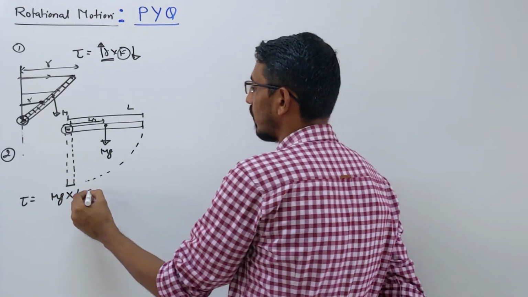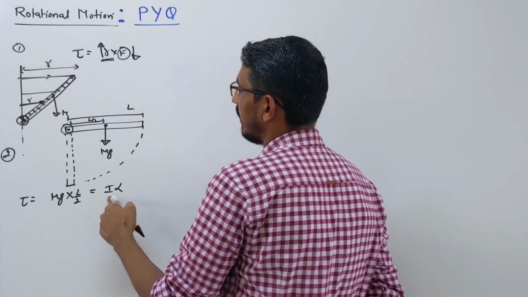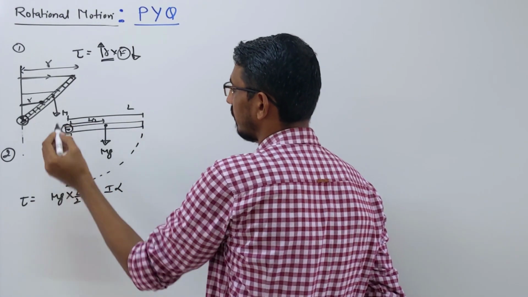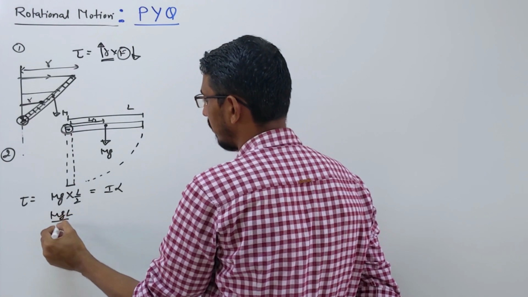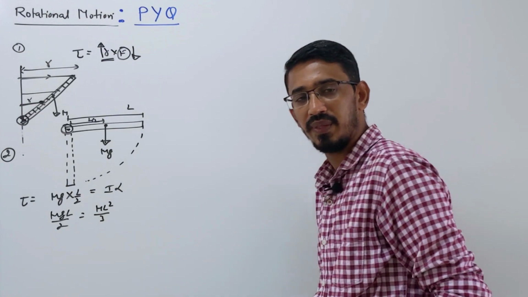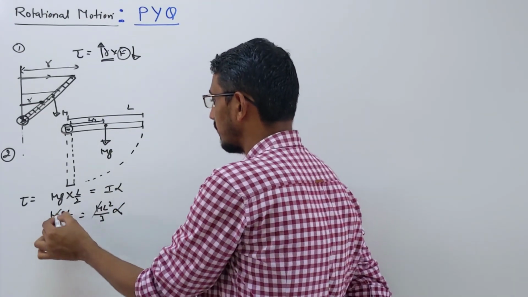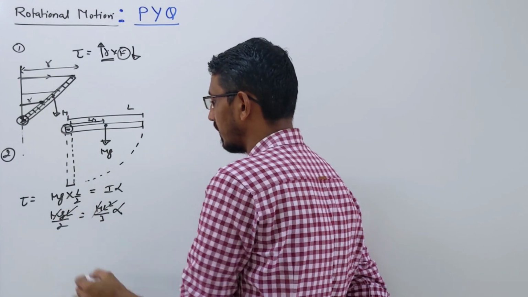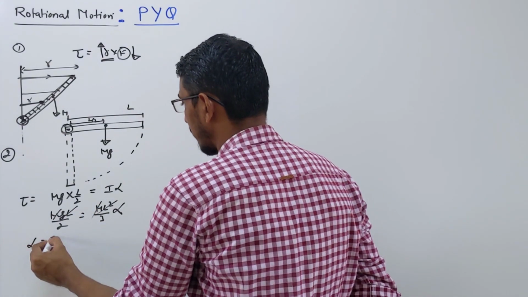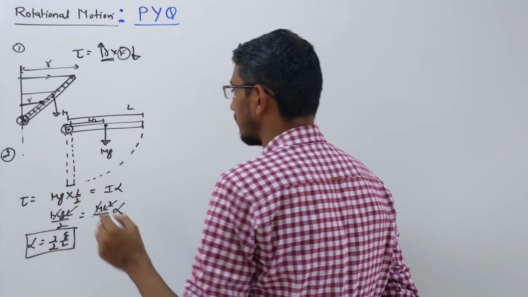So torque is also equal to I into alpha, right? This rod is rotating about the end of the rod, so let's write mg L by 2. What will be the inertia at the end of the rod? ml square by 3, we already know. And we have to calculate angular acceleration. So let's cancel, m goes here, one L goes here. What remains is alpha becomes 3 by 2 g by L. That's your angular acceleration.